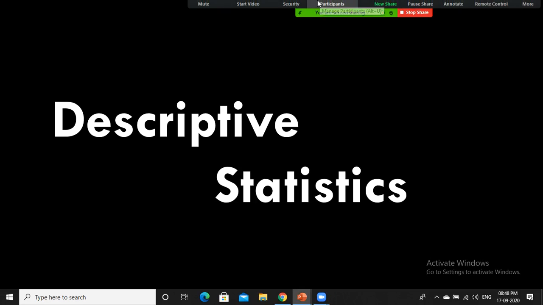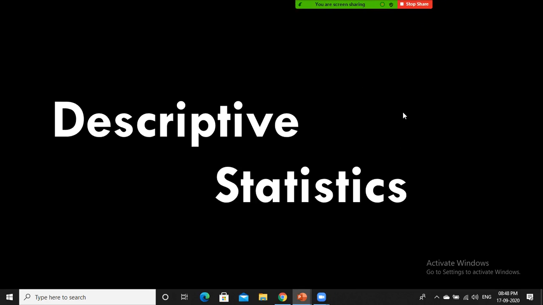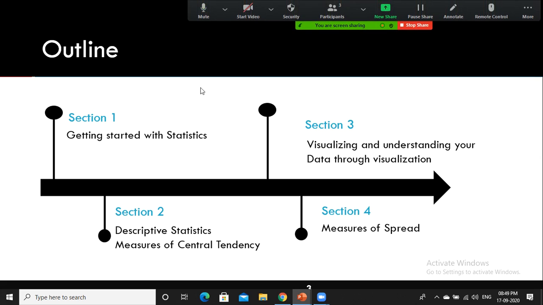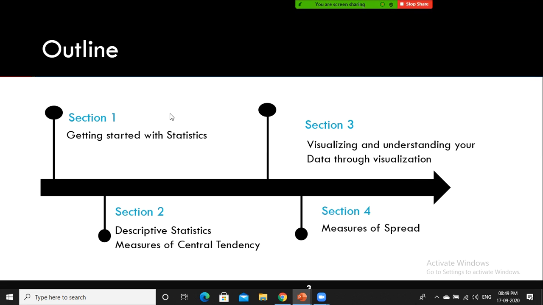Okay, let's get started. We will start with the fundamentals of statistics. Before we begin, let's understand what I cover in each of these four sections. In section 1, we will see what is statistics, the branches of statistics, and the scales of measurements, and so on. In section 2, we will discuss descriptive statistics, the branches of descriptive statistics, such as measures of central tendency and measures of spread.